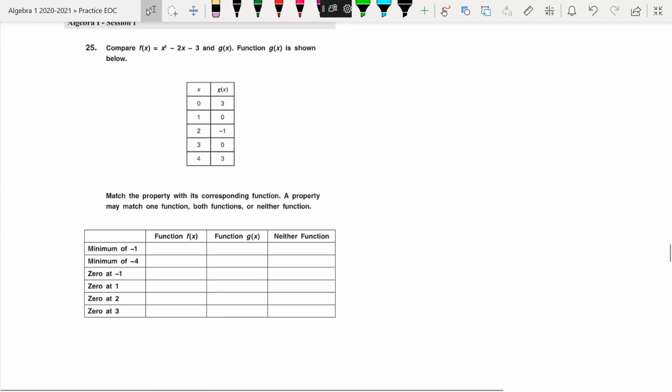Number 25 says compare the graph. Guys, anytime they use the word minimum or maximum, it's going to be the vertex. So I notice this right here is the smallest value of my y, so that's my vertex.